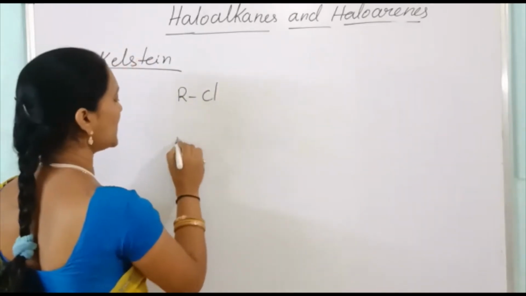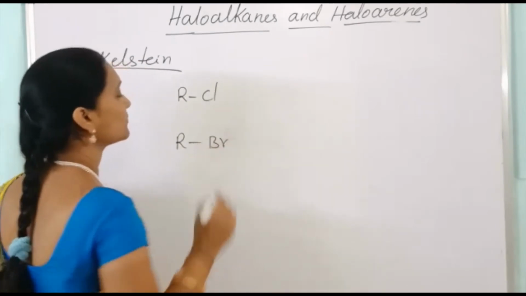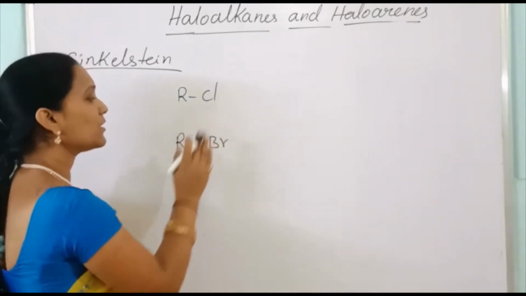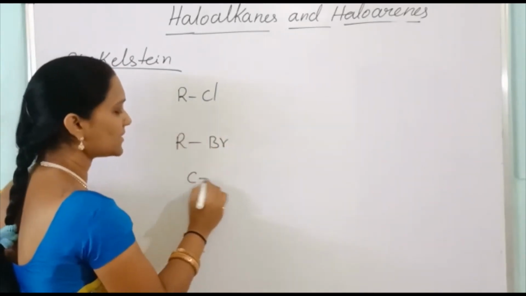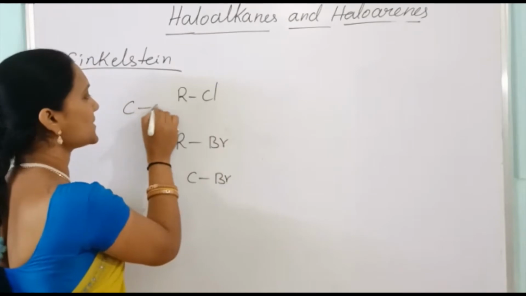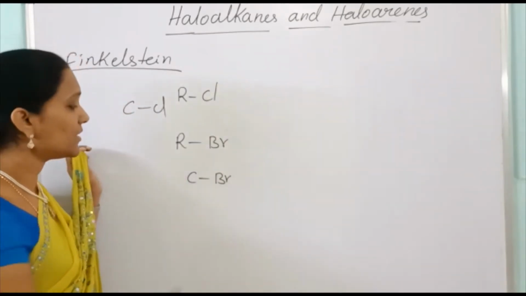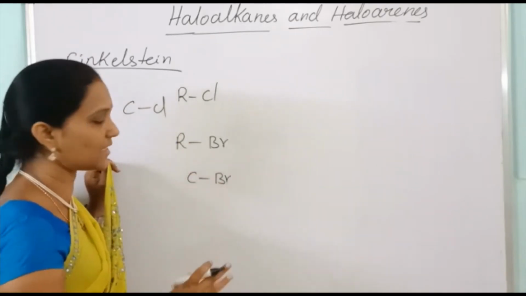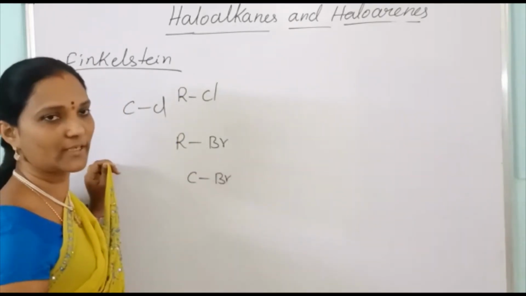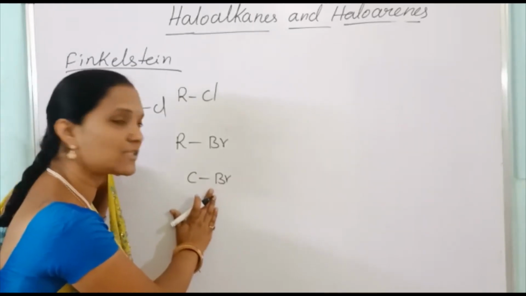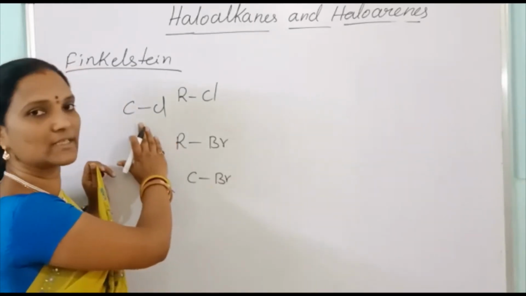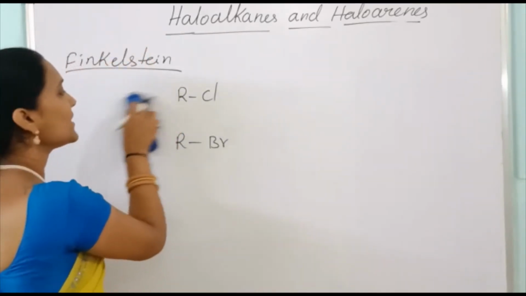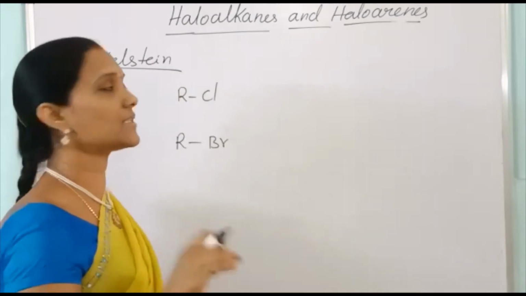So RCl or RBr. Bromide is the better one for the preparation of iodide compared to chloride. Why is this better than that one? Here the C-Br bond, there the C-Cl bond. The C-Br bond is weaker than the C-Cl bond, so bond breaking is easy and it is easily exchanged by iodide. That's why for this halogen exchange, bromides are better than chlorides. Anyhow, we can use chloride and bromide. Why is bromide better? The answer is that the C-Br bond is weaker than the C-Cl bond.